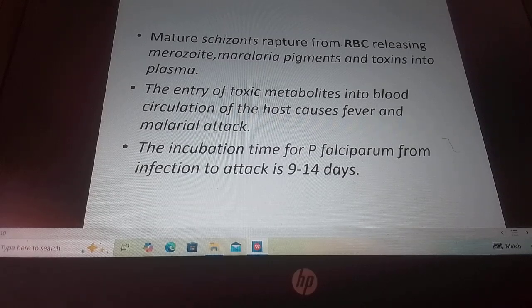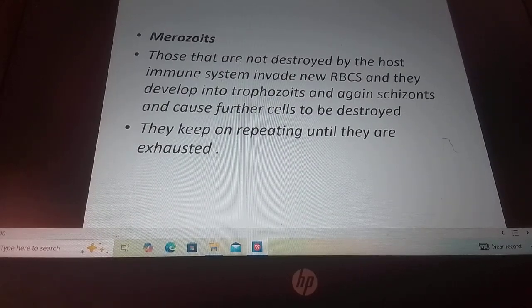So mature schizoids will rupture from the RBC to release merozoites and the malaria pigments, and also the toxins will be released into the plasma. So the entry of these toxic metabolites into the blood circulation of the host is the one that will now cause the fevers and the malarial attack. So the incubation time for P. falciparum, we are saying, is 9 to 14 days. That one you have to remember.